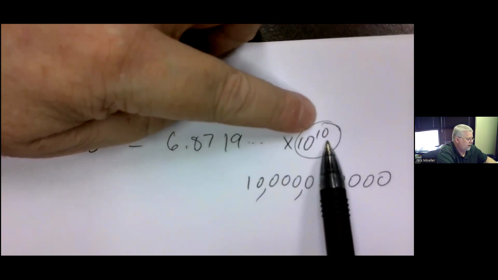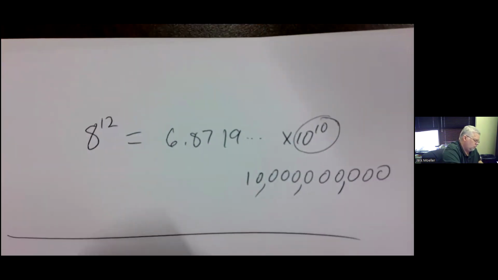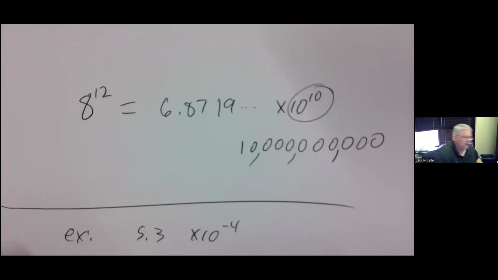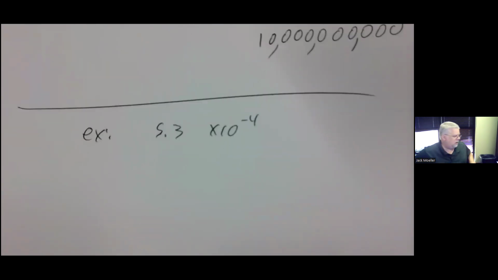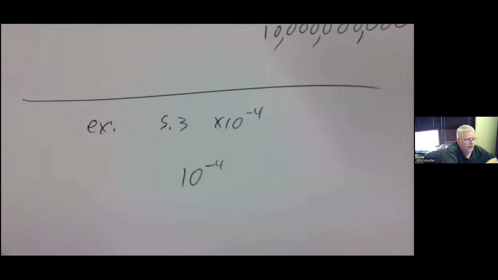What happens if you have a negative exponent? Let's say we just have 5.3 times 10 to the negative 4. What does that mean? Since we have a negative exponent, I've said that's going to be a decimal number. Why is that a decimal number? Well, let's explore what 10 to the negative 4 means.